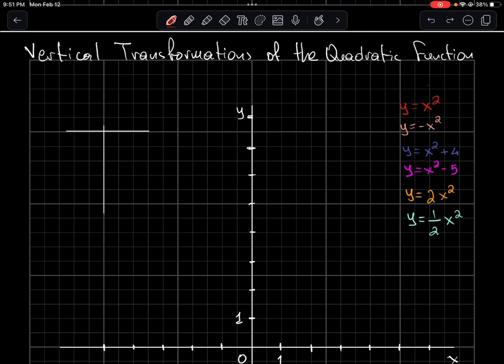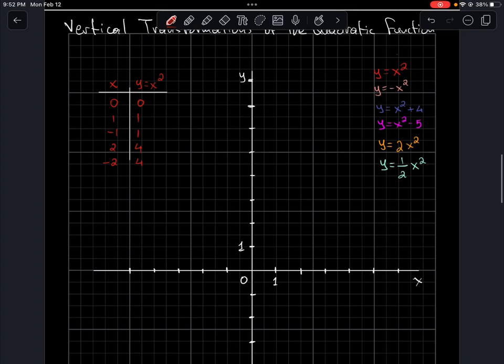Let's graph it. We need the chart for this one, and that's the only function that I really need the chart of. So start with x, the chart, y equals x squared. I'm gonna put the usual 5 points: 0, 1, -1, 2, -2. I remember from when I derived the parent function that 0 goes to 0, 1 and -1 go to 1, and 2 and -2 go to 4. Then that gives me the following points.